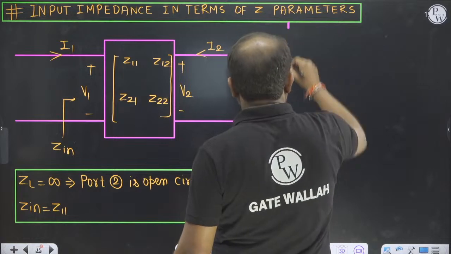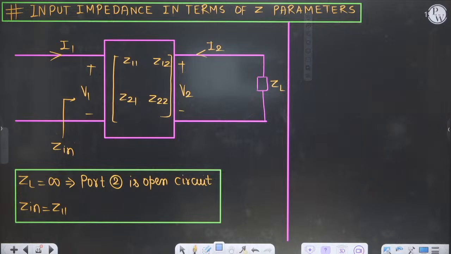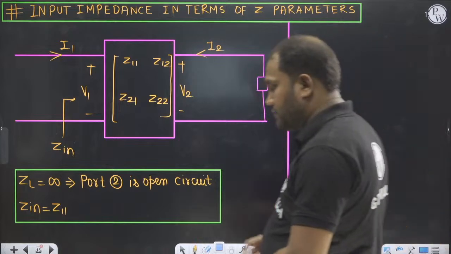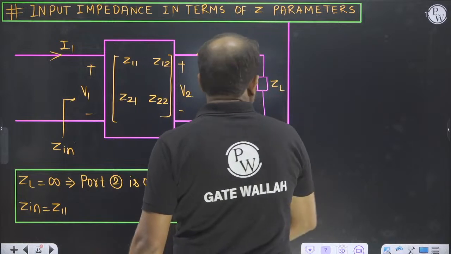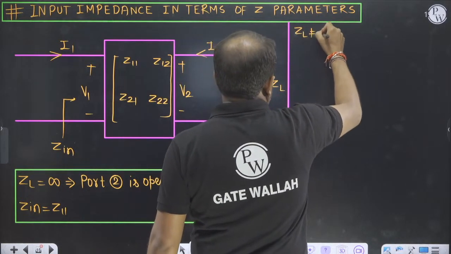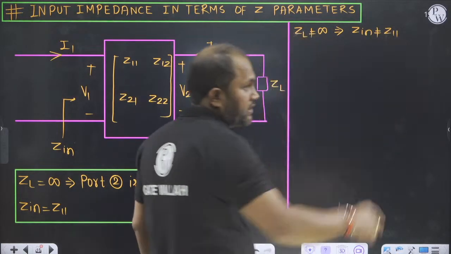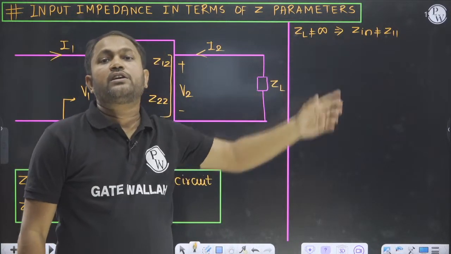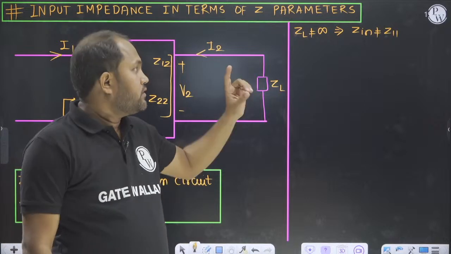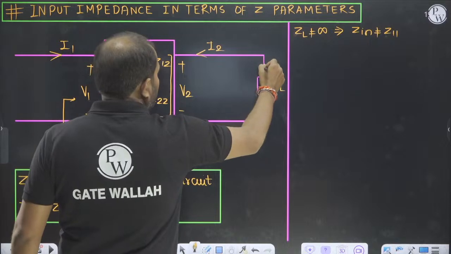So if ZL is not infinite, then what will happen? ZL is not equal to infinity, then Zin is not equal to Z11 because it is not open circuit impedance. So we have to find out Zin. So what will we do? Try to find out. This is I2. Yes, sir.